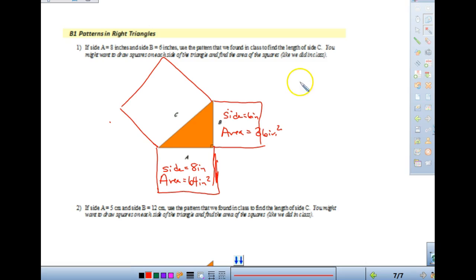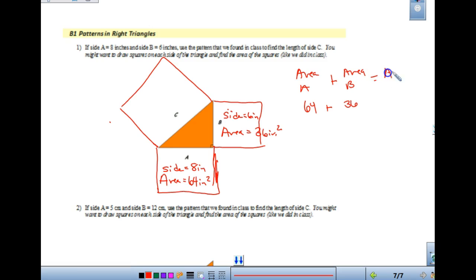And if they're asking you to find C, what did we just find? That the sum of the two smaller ones equals the larger one. So we're going to put area of A, which was 64, plus area of B, which is 36. That has to equal the area of C. What's 64 plus 36? 100. So, in this square over here, I'm starting with area equals 100.